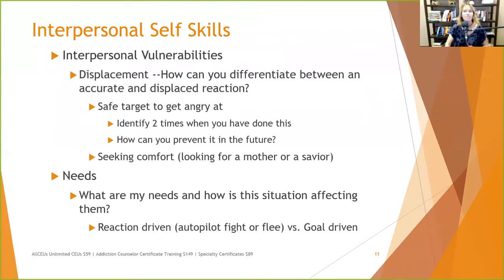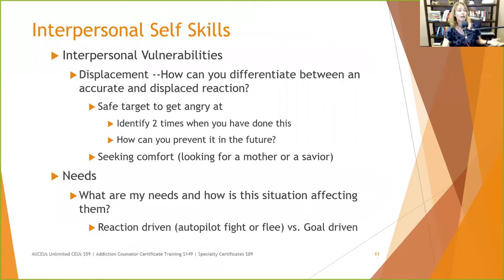Displacement. How can you differentiate between an accurate, that is in the present reaction, and a displaced reaction? And we talk about that for a while. Identify one time where you've gotten angry at somebody because they were a safe target. And actually I asked them to identify 2 times. You were angry at your boss, or you had a bad day at work, but you came home and you took it out on your roommate because they left the cap off the toothpaste or something minor.